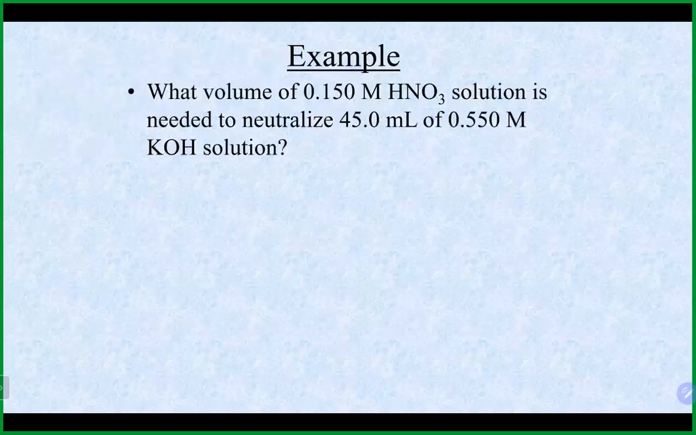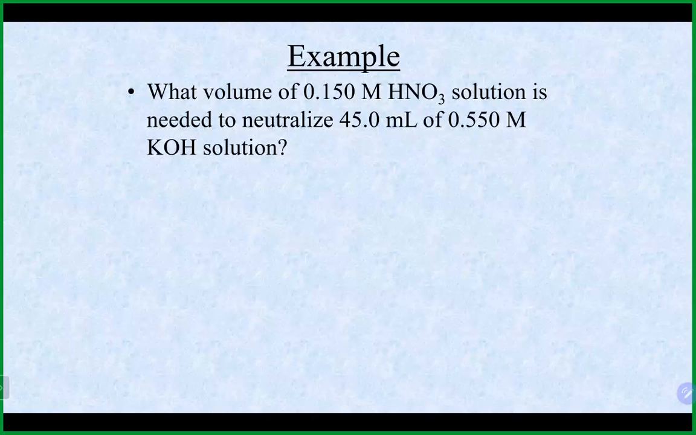So why don't we try one here, or why don't you give one a go and see what you come up with? We're basically doing a titration here. We're neutralizing an acid and a base. So what volume of 0.15 molar nitric acid do you need to neutralize 45 milliliters of 0.55 molar potassium hydroxide? So take a few minutes there and see what you come up with. Okay, let's take a look.